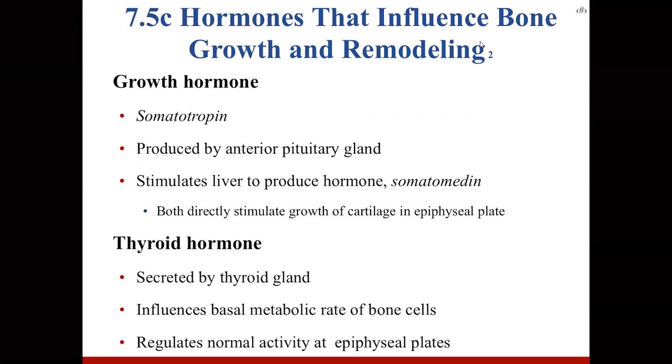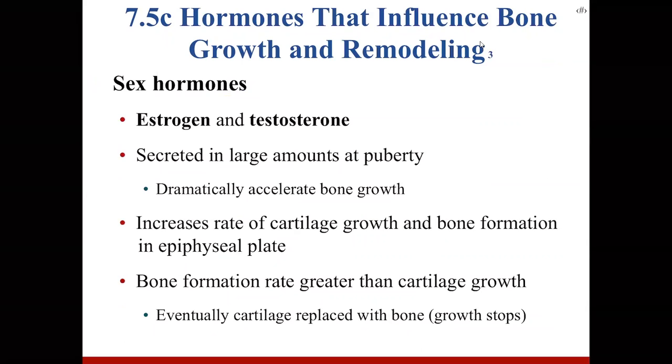Okay, so one is growth hormone. Growth hormone, somatotropin, is produced by the anterior pituitary gland, and it causes the liver to produce this thing called somatomedin. They're going to stimulate the growth of the cartilage in the epiphyseal plate. Thyroid hormone is going to increase the metabolic rate of the bone cells. The sex hormones, the estrogen and testosterone, are going to really increase bone growth. They increase the rate of cartilage formation and then bone formation.